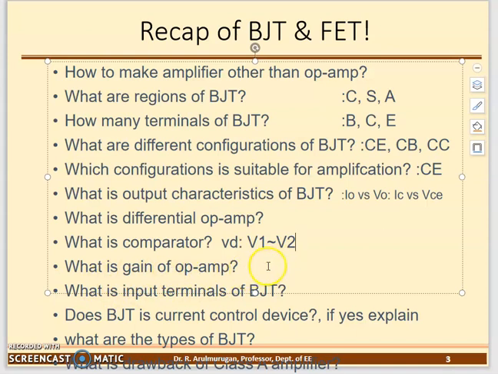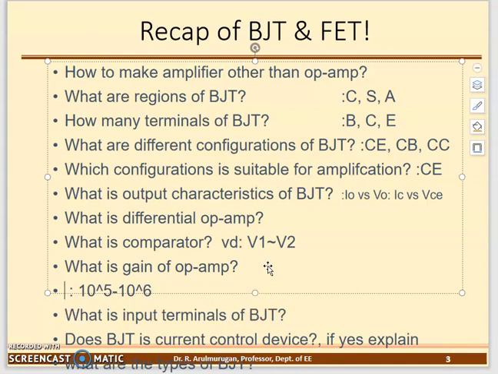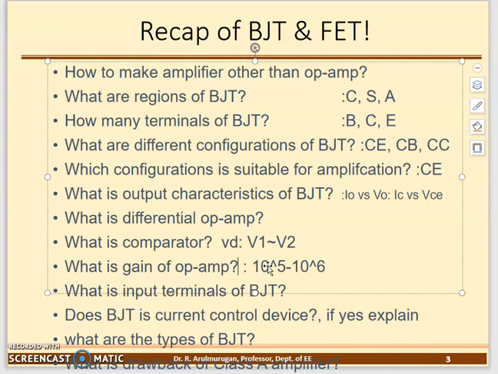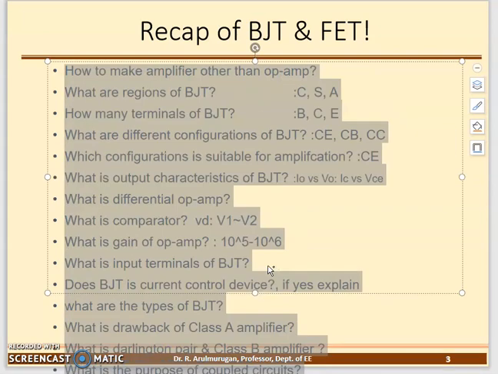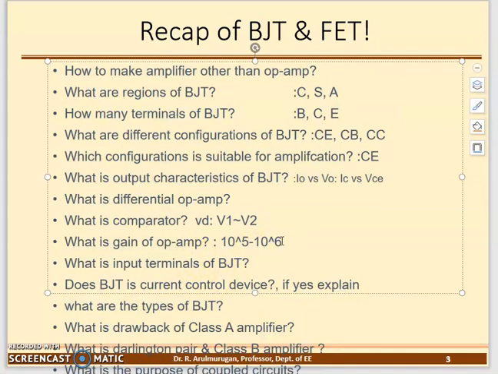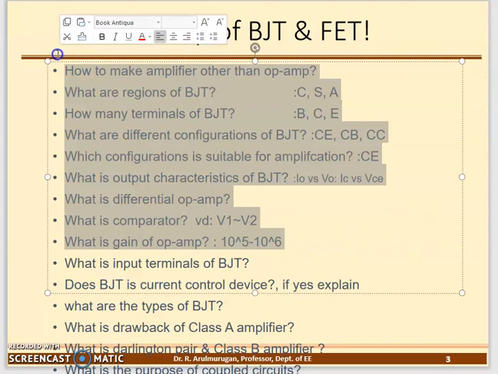Okay, next one. What is the gain of an op amp? The gain of an op amp is 10 to the power 5 to 10 to the power 6. So this is about the gain of the op amp. Okay, the next one. Up to now we have discussed, so I am going to delete these questions.